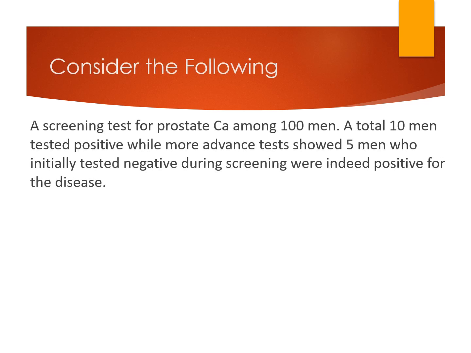Let's look at this case example. Screening 100 men for prostate cancer. 10 tested positive during screening, while 5 more cases from the same screening cohort who tested negative initially were confirmed to indeed have the disease using more advanced testing. For this, we will first look at sensitivity. You can pause the video and of course set up your table and work out the answer.